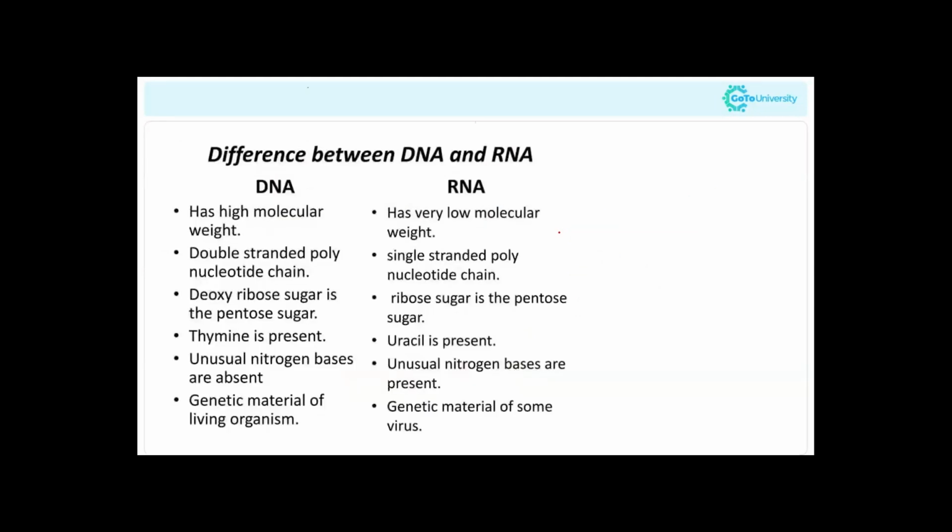So what are the differences between DNA and RNA? DNA has high molecular weight, whereas RNA has very low molecular weight. DNA is double-stranded. RNA is single-stranded. In DNA, the sugar is deoxyribose. In RNA, it is ribose. Now coming to nitrogenous bases, DNA has thymine instead of uracil, and RNA has uracil instead of thymine. In DNA, unusual nitrogenous bases are absent, whereas in RNA, they have unusual nitrogenous bases. DNA is the genetic material of living organisms, and RNA is the genetic material of some viruses.